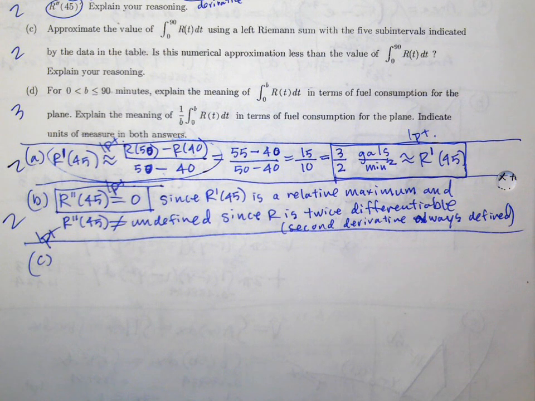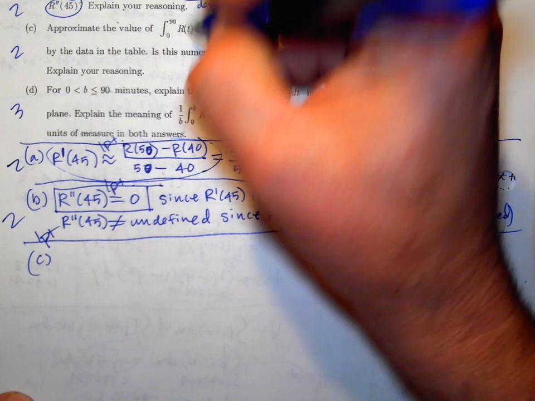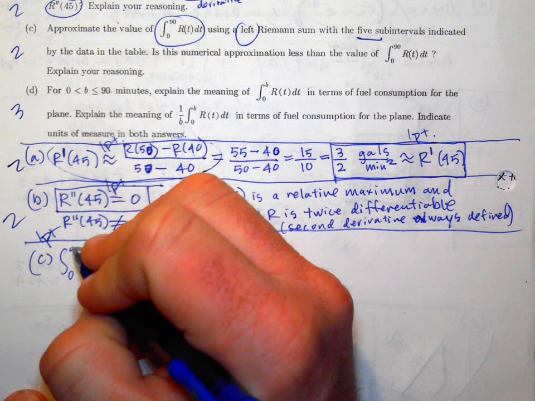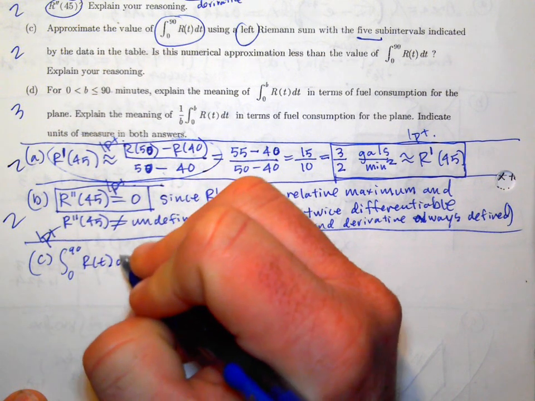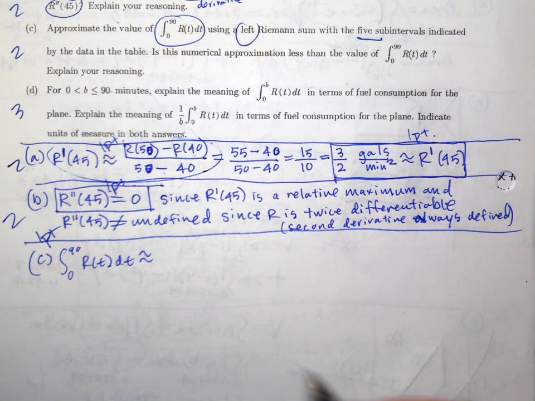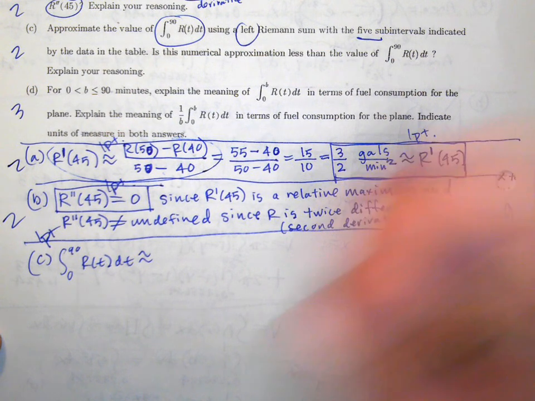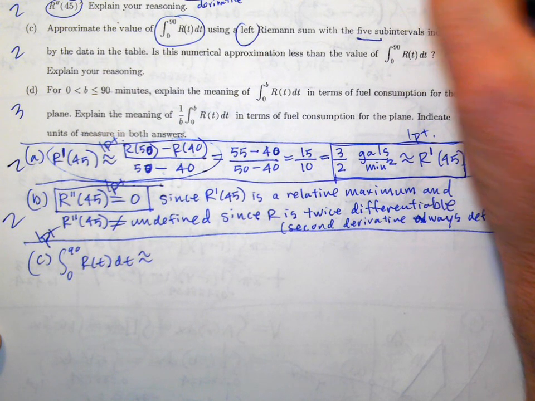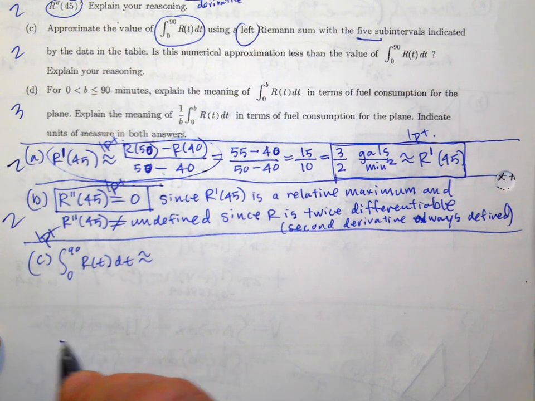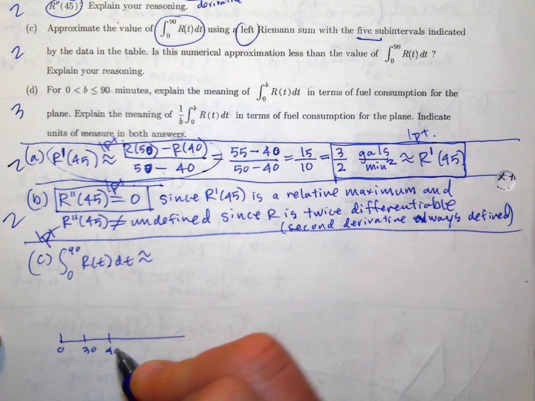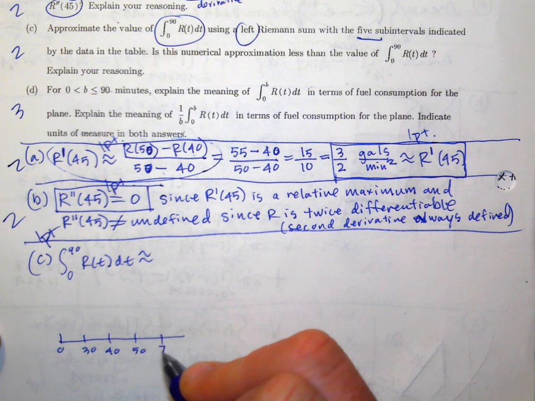So be strategic. C says approximate the value of the integral of 0 to 90 of R(t) using a left Riemann sum, 5 subintervals indicated by the data in the table. All right. The integral from 0 to 90 of R(t) dt is approximately, now I'm going to draw a picture, and it says we're using 5 subintervals. We're going 0 to 90. So 1, 2, 3, 4, 5. I like to just draw these rectangles. So 0, 30, 40, 50, 70, 90.